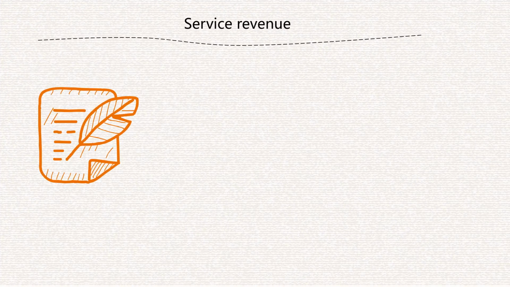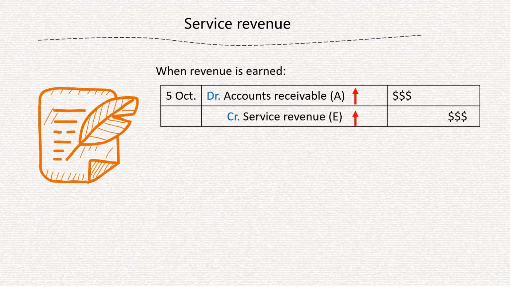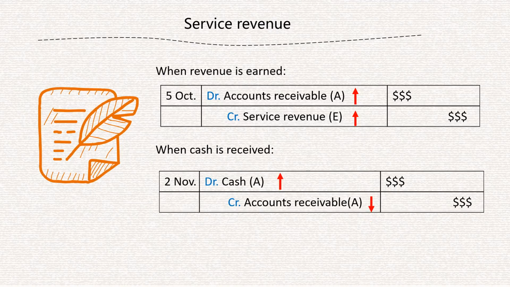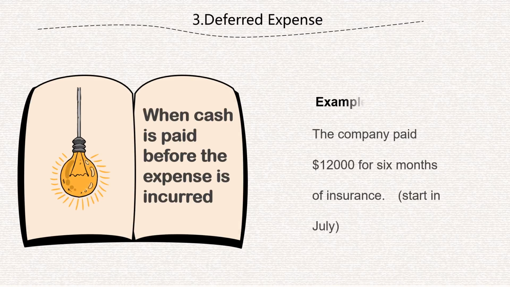For example, the service is given on October 5th, which means the revenue is already earned. So the adjusting entry requires recording an entry increasing accounts receivable and service revenue. On November 2nd, when the cash is received, the journal entry should record that the cash account increased and the accounts receivable decreased.